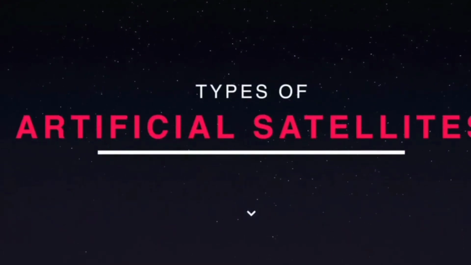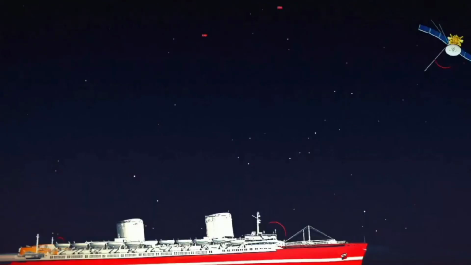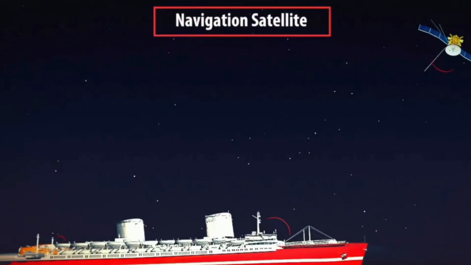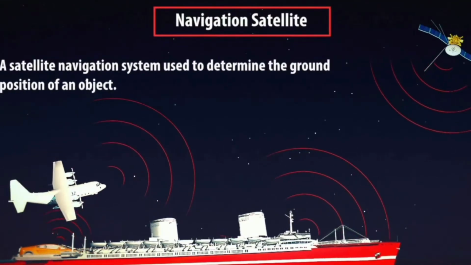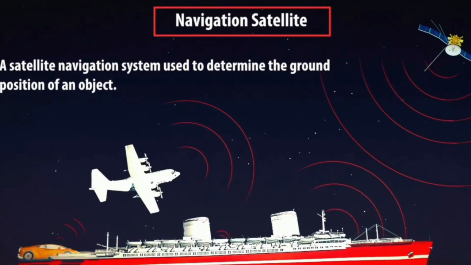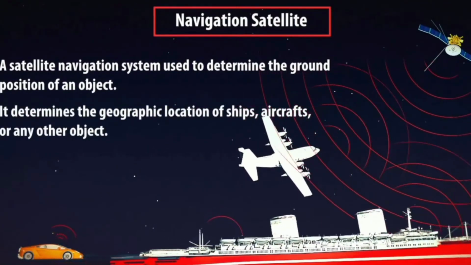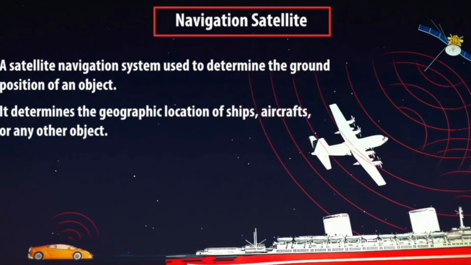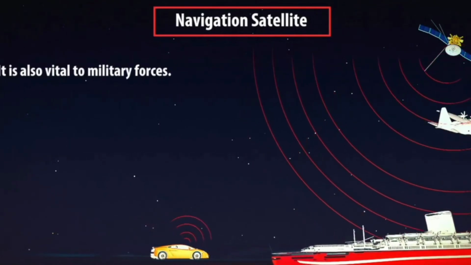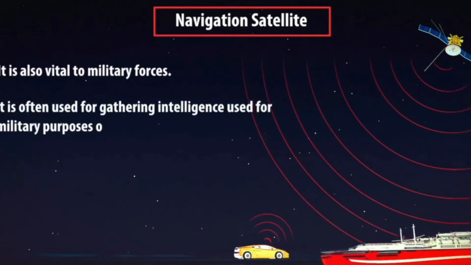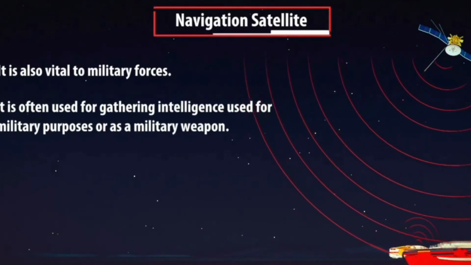Types of artificial satellite. Navigation satellite. The satellite navigation system is used to determine the ground position of an object, that is, to determine the geographical location of ships, crafts, or other objects. It is also vital to military forces. It is often used to gain intelligence and used for military purposes or to guide military weapons.